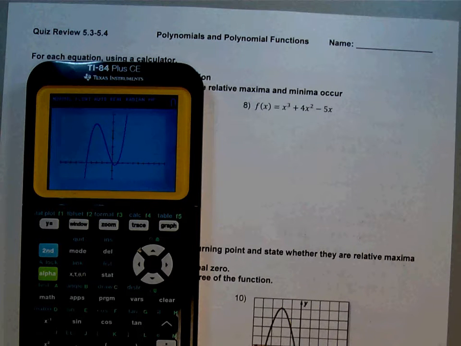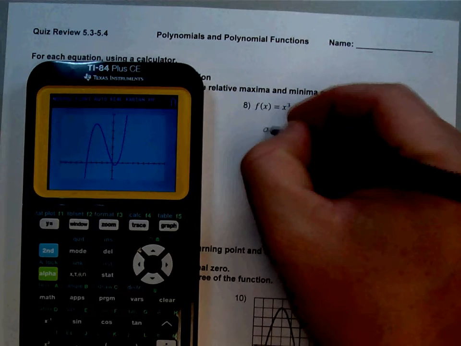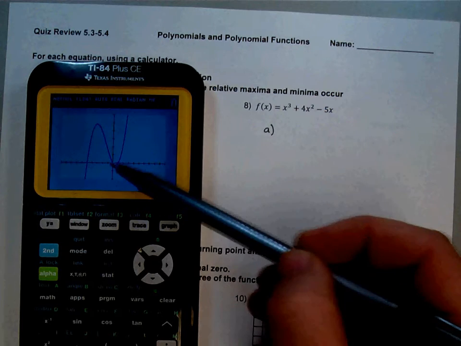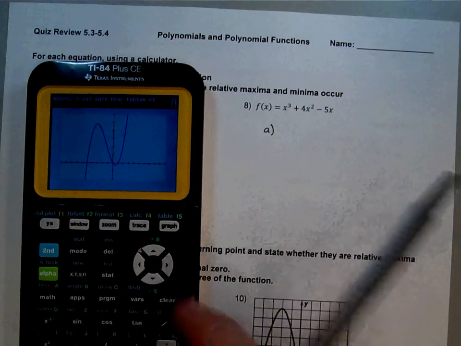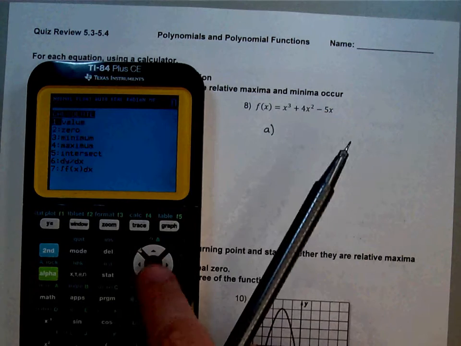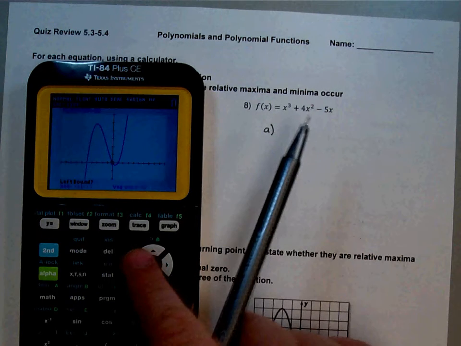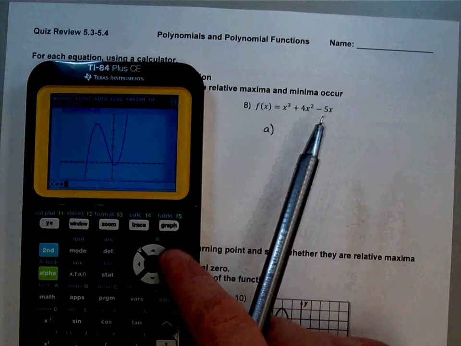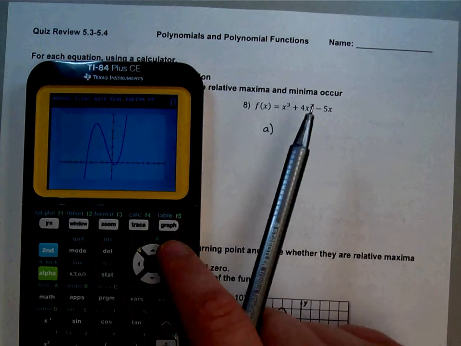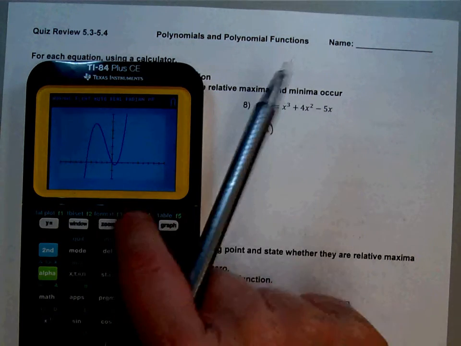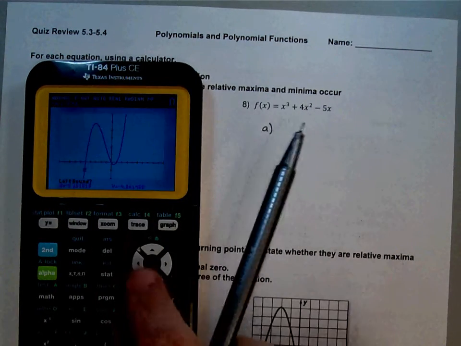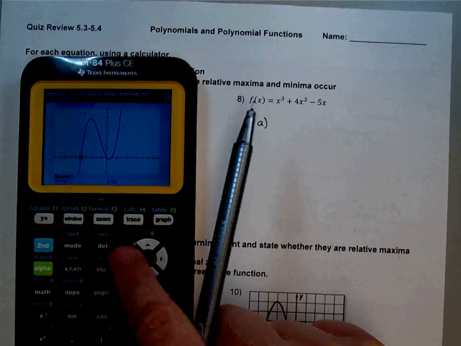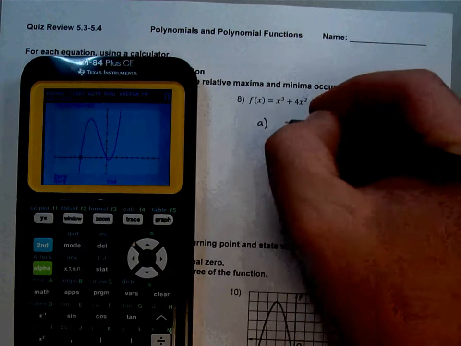Okay, so now zeros. Part A is looking for the zeros, the x-intercepts. I see 1, 2, and 3. Looks like there are 3 x-intercepts. So I go to zero. I'll just go to the one farthest left. Oops, I hit a wrong button, I've got to start again. Zero, left bound, right bound. I guess it gives me -5.